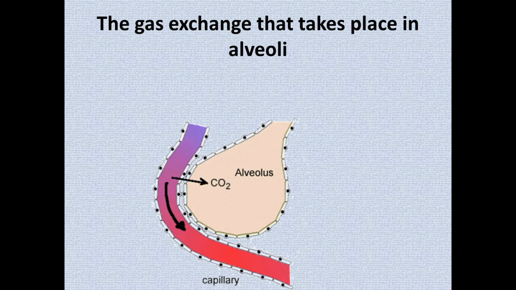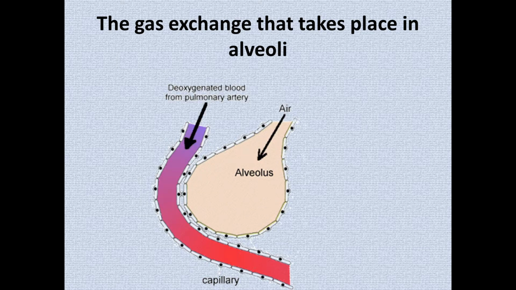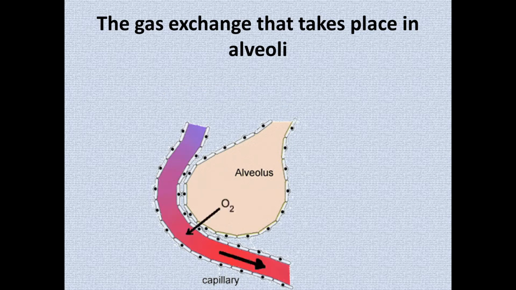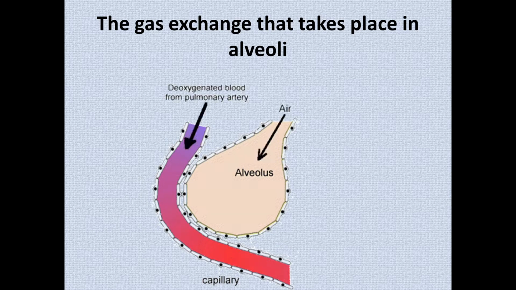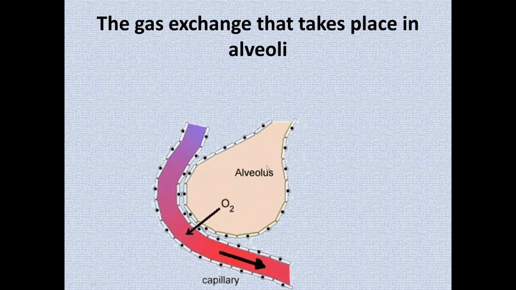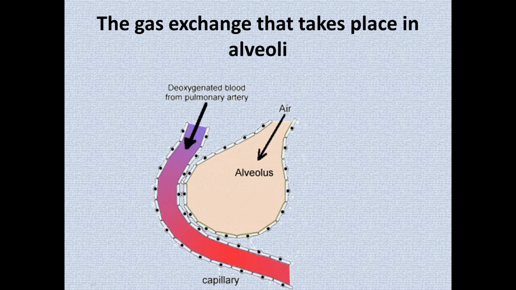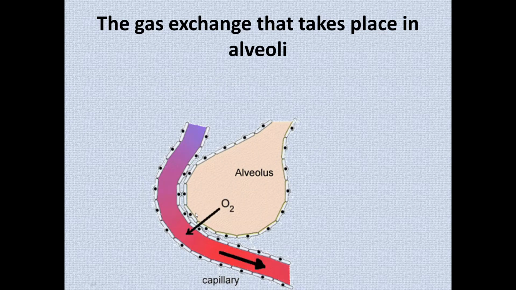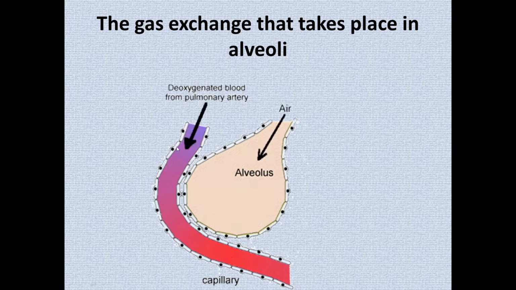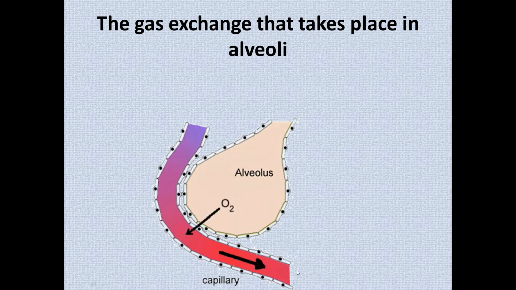The gas exchange between alveoli and blood capillaries takes place. What you see on the screen is one alveolus. It has a very thin surface, only one cell layer thickness. This is one of the blood capillaries. It also has only one cell layer thickness.